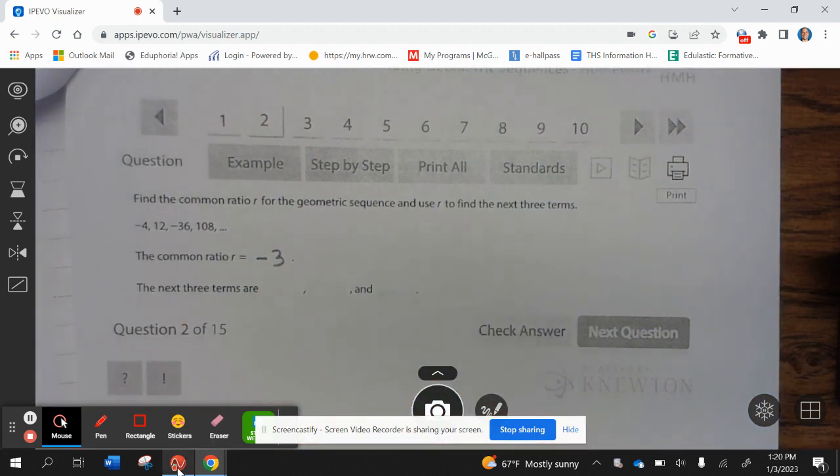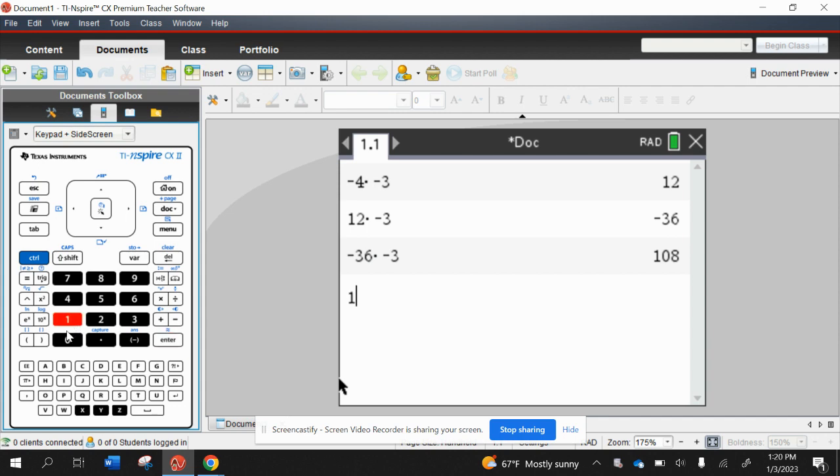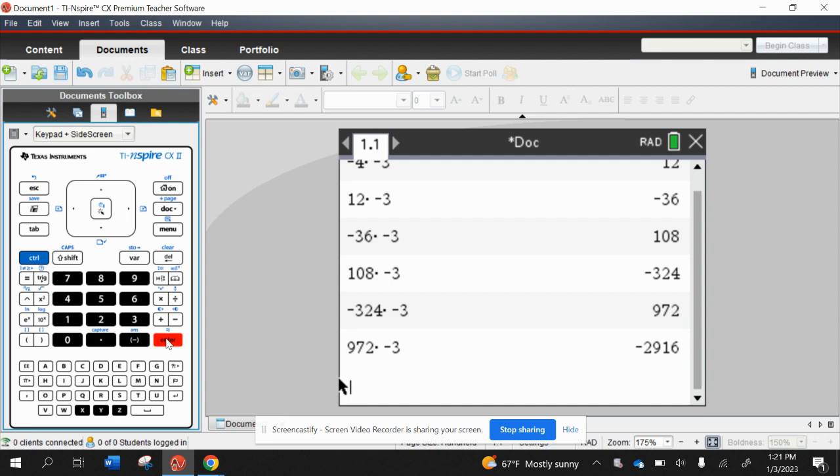All right, so to find the next three terms, we're just going to multiply by -3. So 108 times -3 is -324. Highlight, enter, times -3 is 972. Highlight, enter, times -3 is -2916. All right, go ahead and finish up that example.